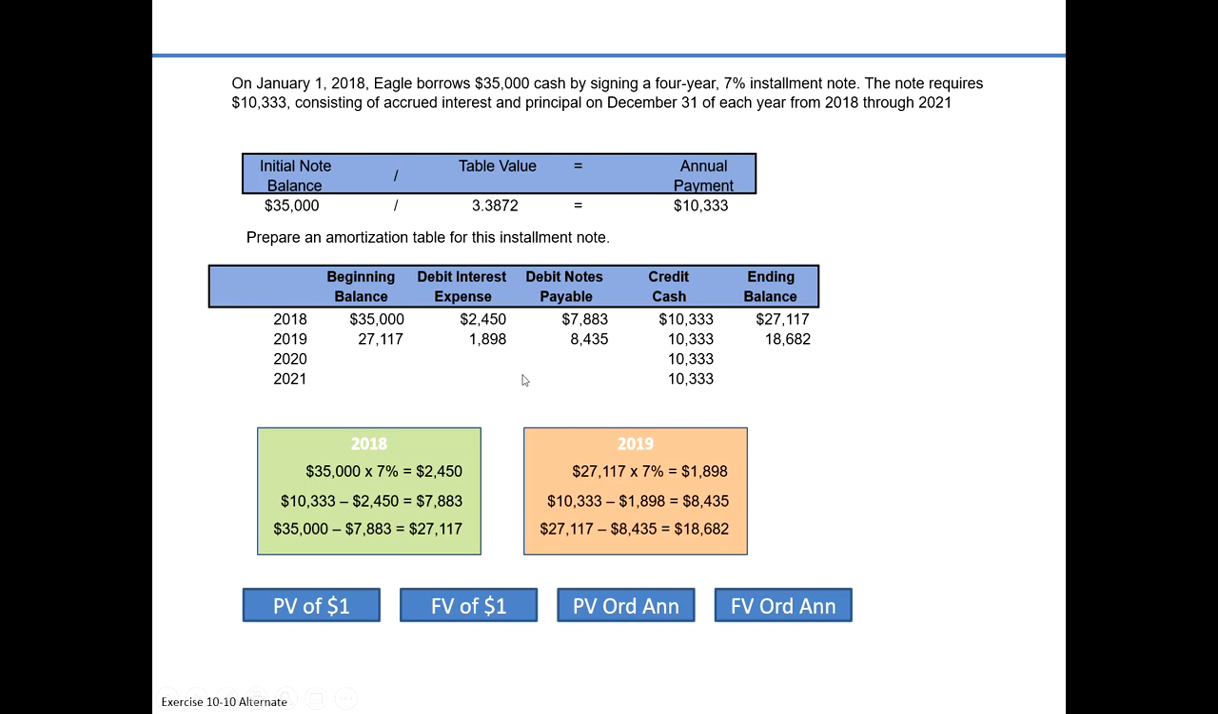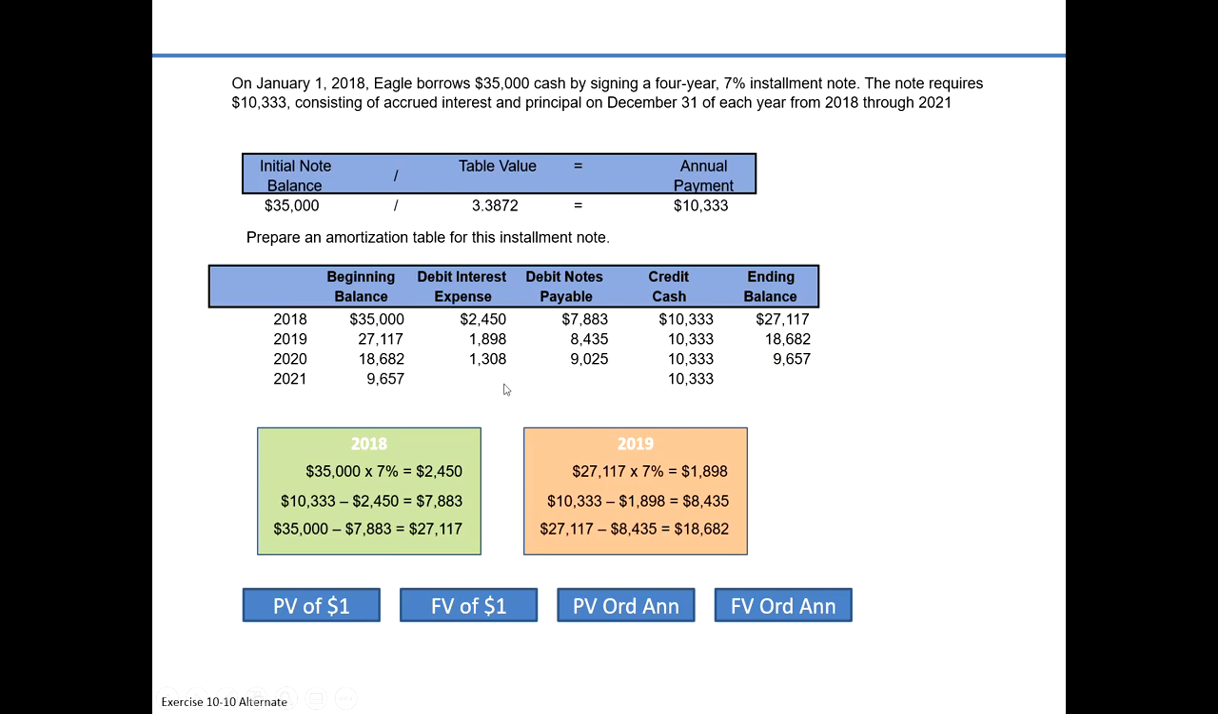Now, for the sake of time, trying to keep the video as short as possible, I'm not going to go through all of the calculations other than a note in 2020. Again, you're bringing your ending balance from 2019 of $18,682 times 7% gives you interest of $1,308. Subtract that from your credit to cash of $10,333, and you're paying down your note of $9,025. It brings your balance down to $9,657.